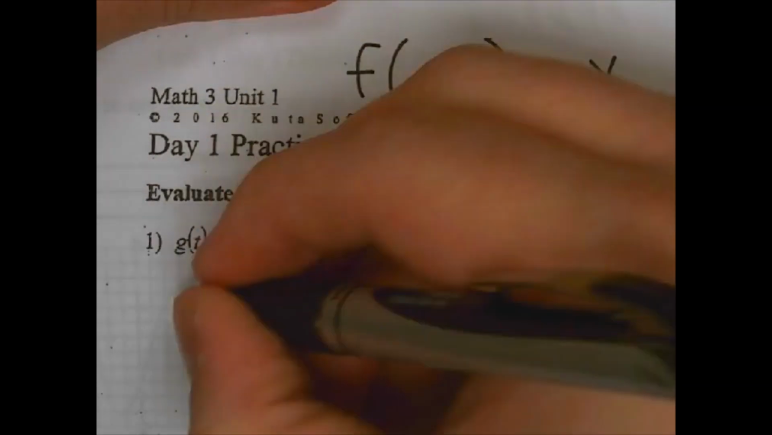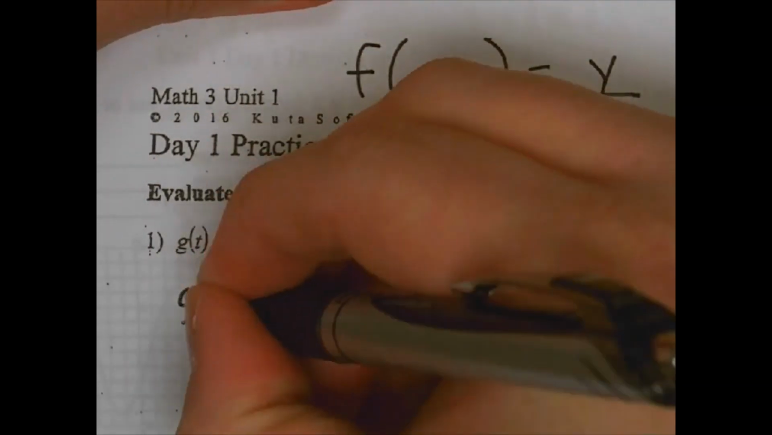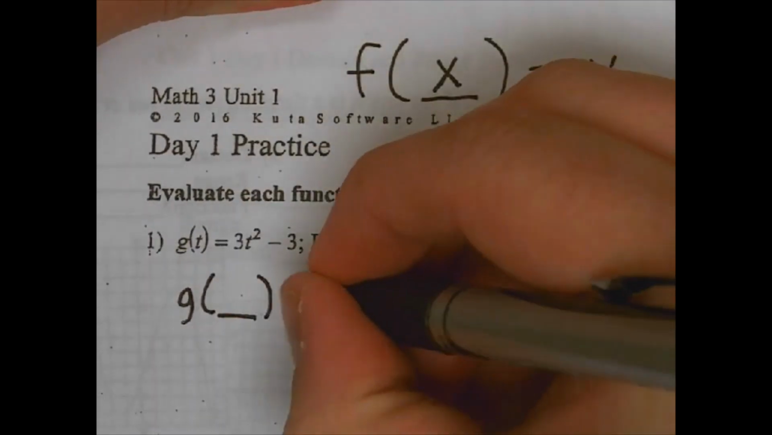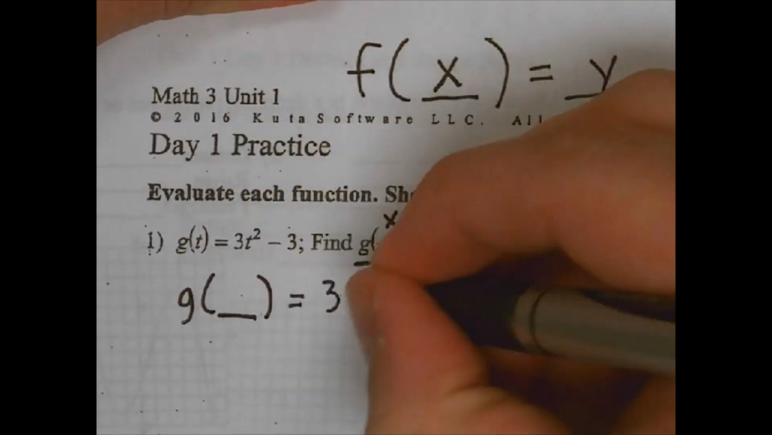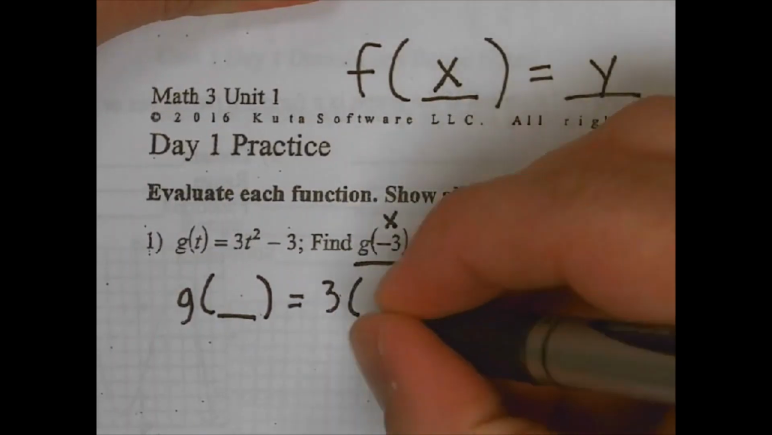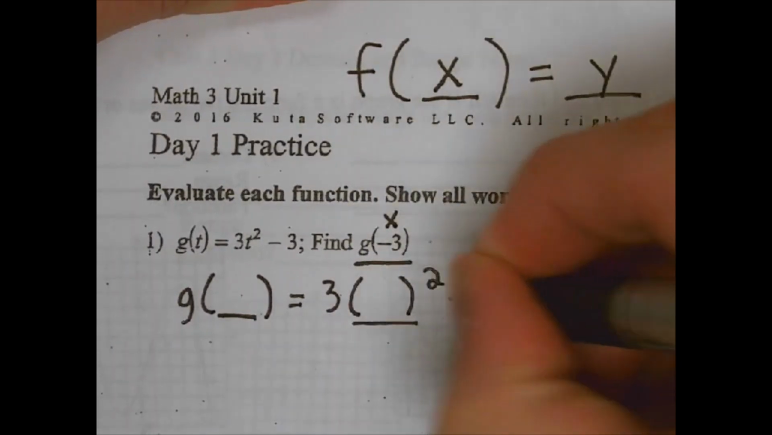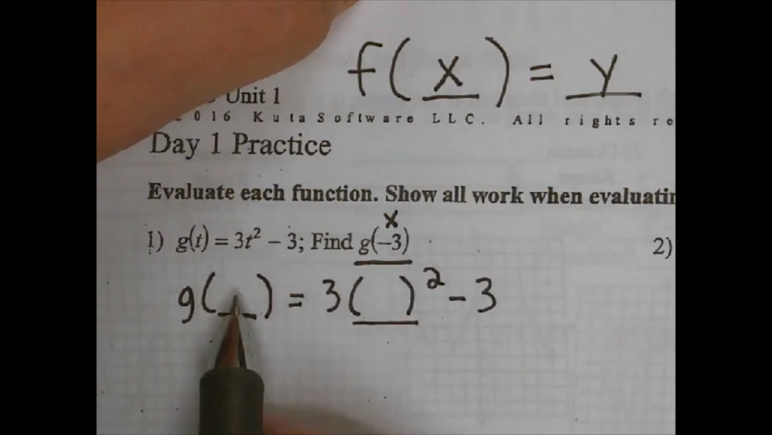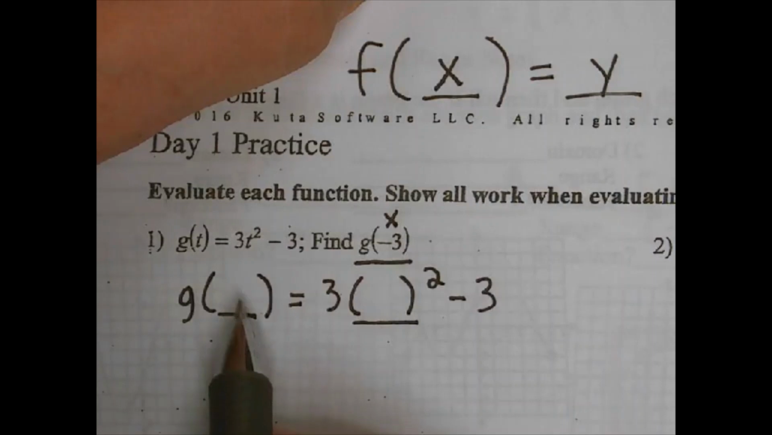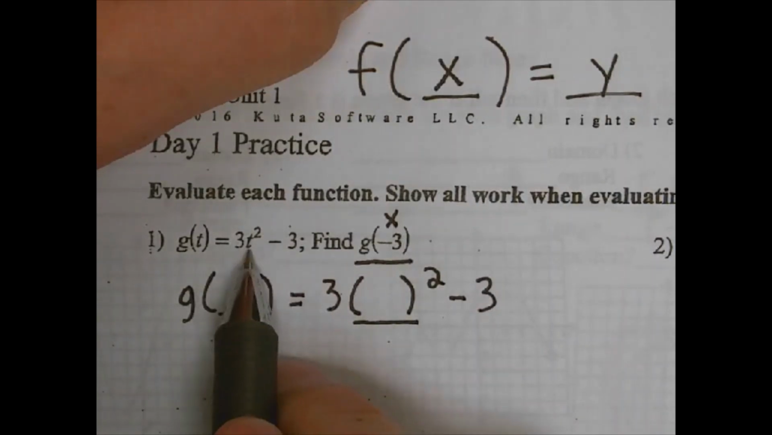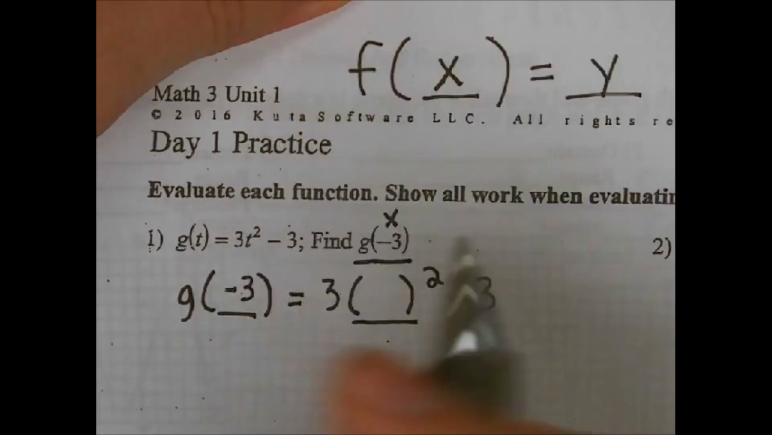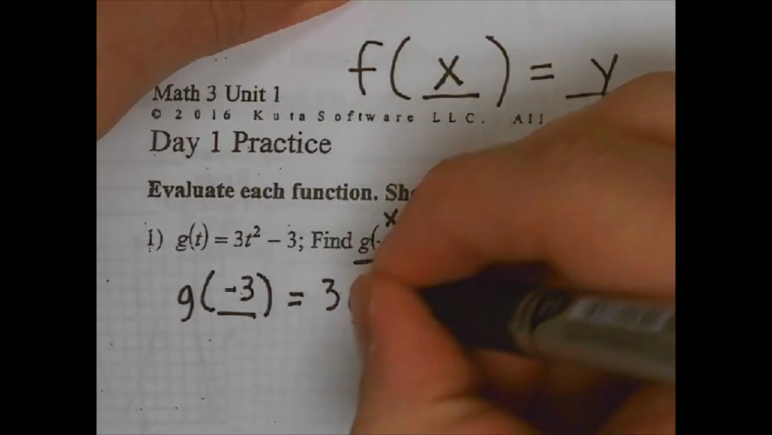So my goal here, and I'm going to draw it out a little bit just so you can see exactly what I'm talking about. Everywhere you see a t in this particular equation, I'm going to replace it with -3. So all I did is I rewrote it to say, whatever goes in here automatically goes into the t value here. So all you're doing is replacing the t. So my input here is -3. So my t, I'm going to input -3.